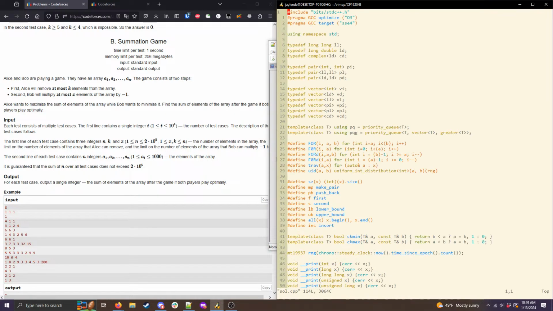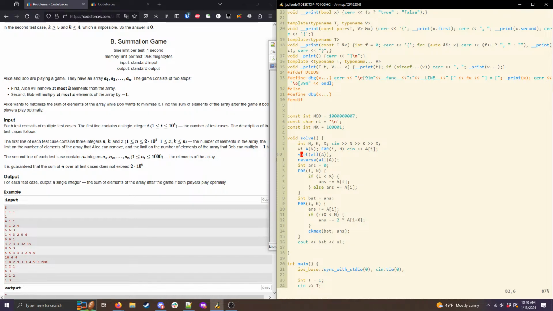So let's see, I'll show you the code real quick. Just to make this a little easier to code up, I'm going to sort the array in descending order. Initially, the first x elements are going to count as negatives, and the rest are going to be positive. I'm going to have this variable best to store the best possible answer out of all the options. Then for each of the first k elements, I'm going to add the ith element to our answer, and then if there is a next element that Bob is going to turn negative, which we can compute as element i plus x, if that index is less than n, then we're going to subtract twice its value from our current answer, and then we'll set our best answer to be the maximum of its current value and our answer.